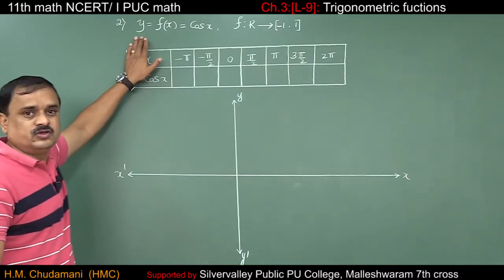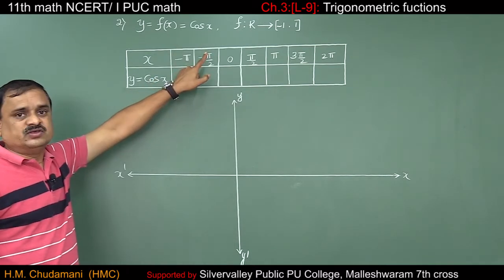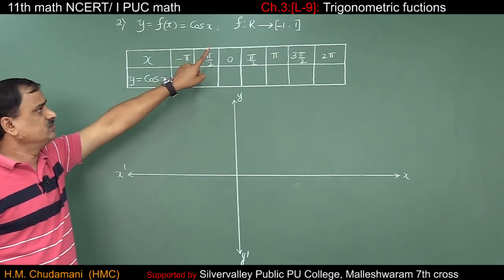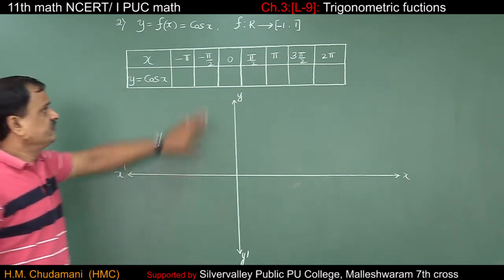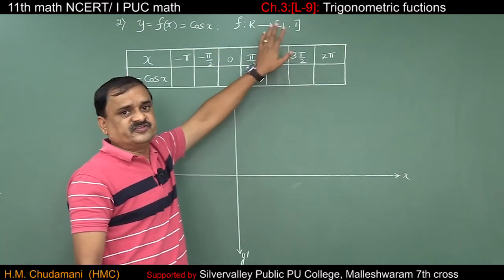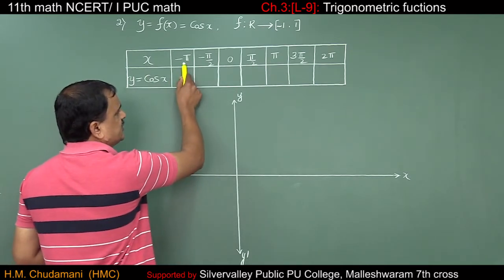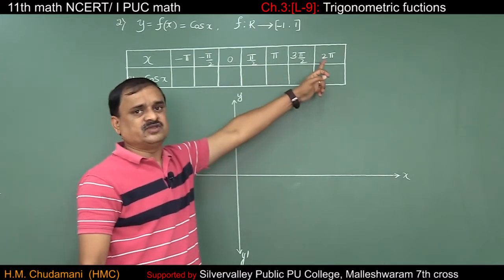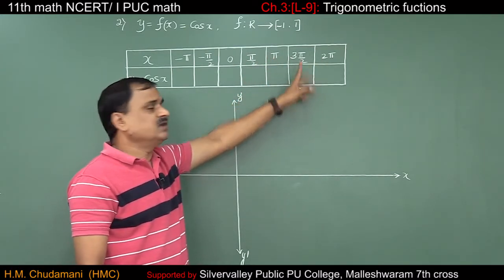Next, the second one, y equals f of x, cos x. A function f from the set of real numbers to the closed interval minus 1 comma 1. So this is the domain and this is the codomain. Let us take the values of x as minus pi by 2, 0 and a few positive values, pi by 2, 90, 180, 270 and 360.